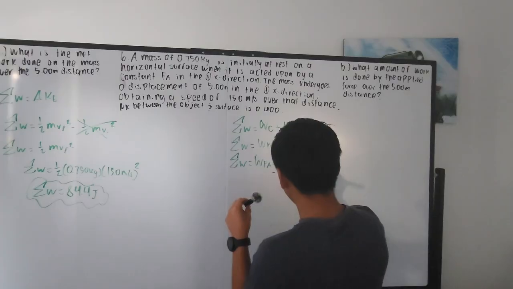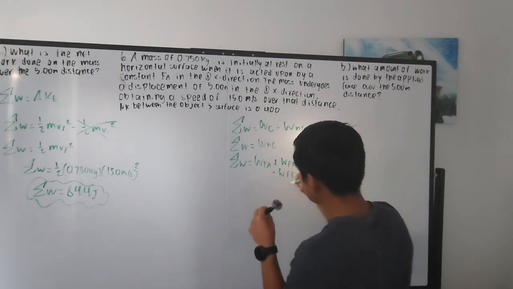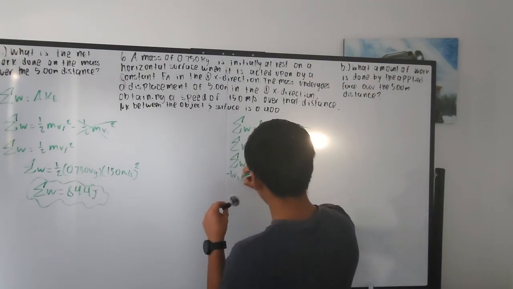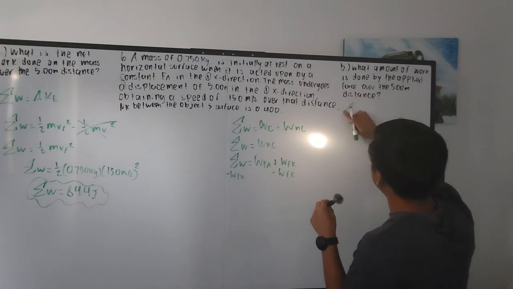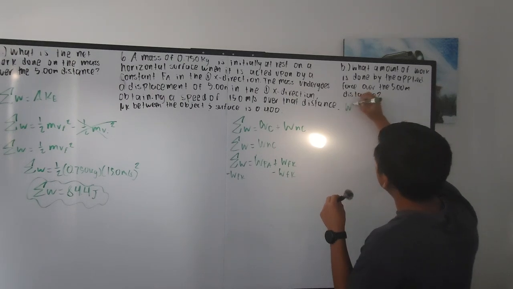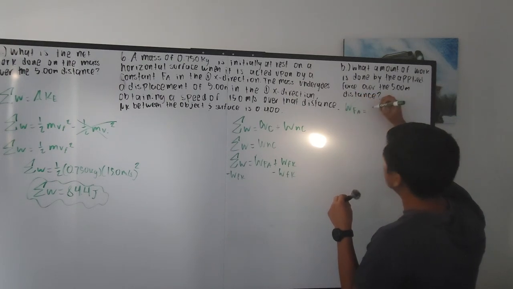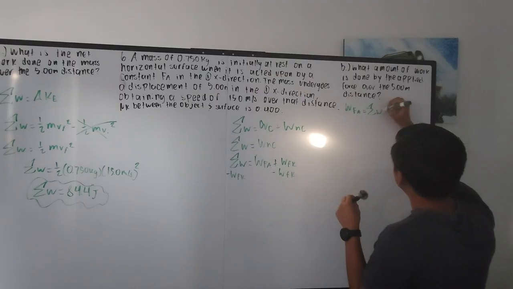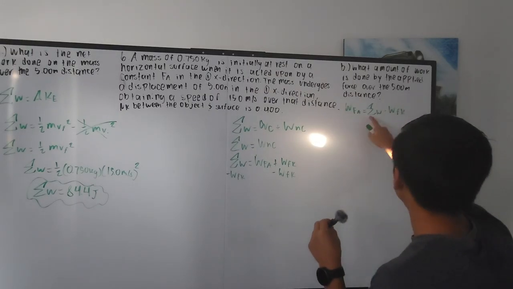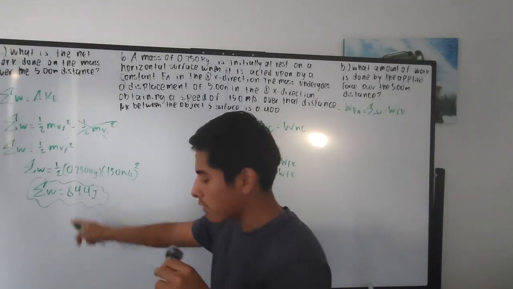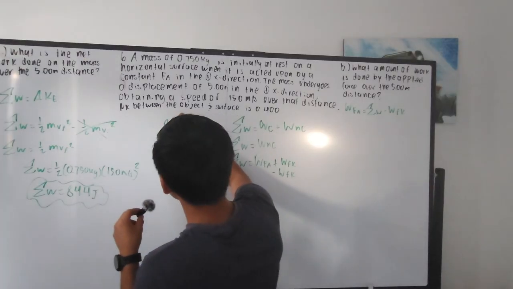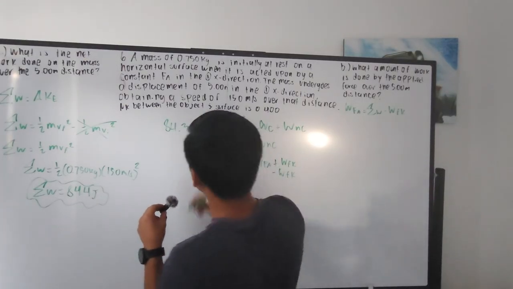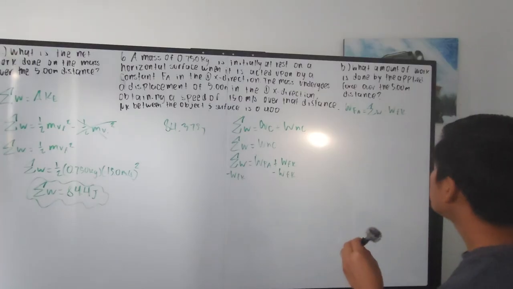So let's isolate it. We'll do minus the work done by kinetic friction. So now we have that the work done by the applied force is equal to the sum of all the works minus the work done by the force of kinetic friction. And we know that the sum of all the works is equal to 84.4. Well, to be exact, it's going to be 84.375. So I'll write that over here, 84.375 joules, because I want to be as exact as possible.